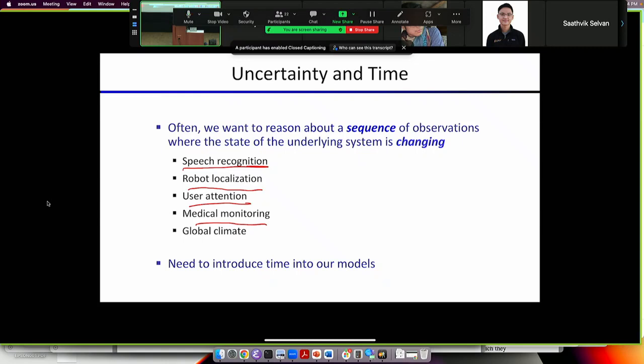And global climate will actually, when we get to the particle filtering algorithm, in a sense, the global climate community is one giant particle filtering algorithm running, because they literally sample lots and lots of different climate models, and then they run all of those, and then they average the results. So it's pretty interesting.